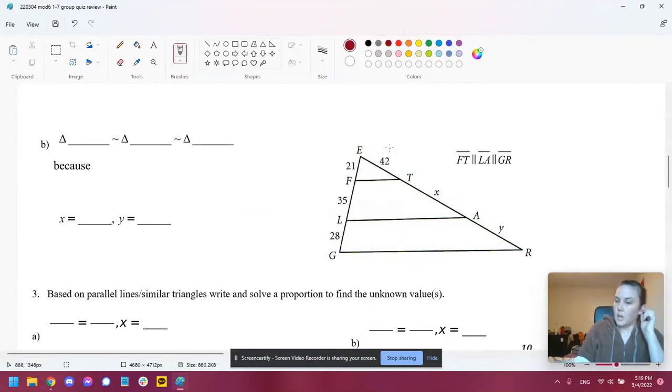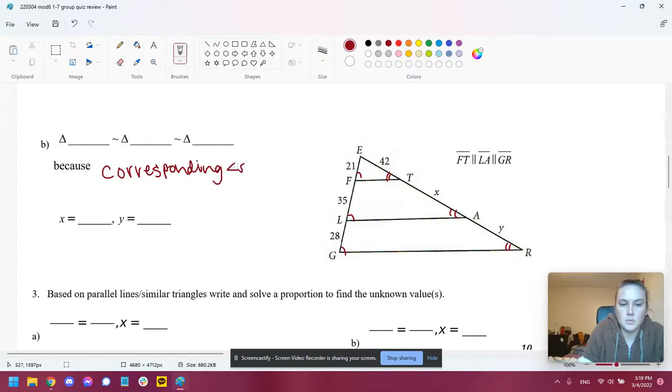For this diagram, nice, got there. These angles are equal, and these angles are equal because they are all corresponding angles. And then once we've got two angles in each triangle, we can say they're similar by the angle-angle theorem.